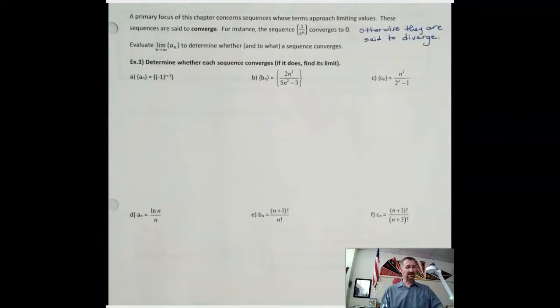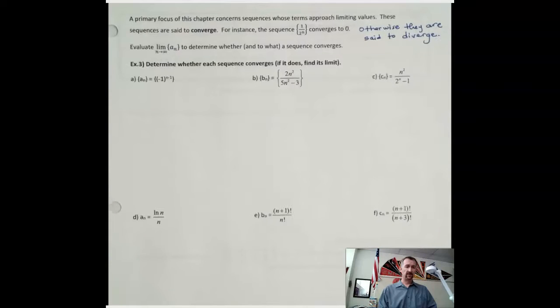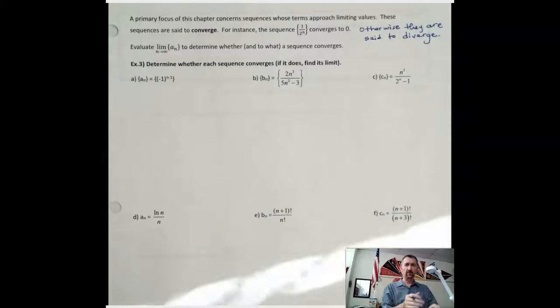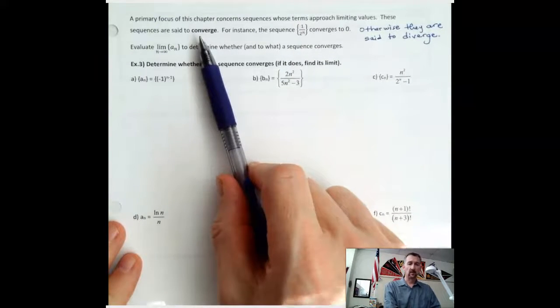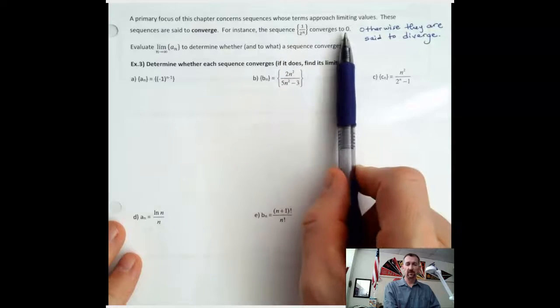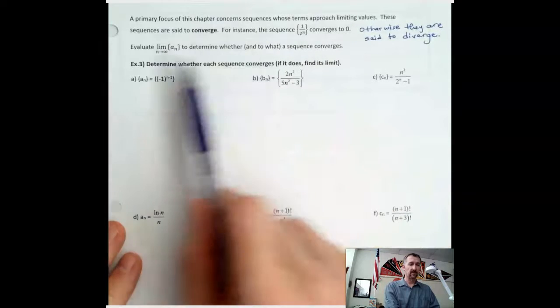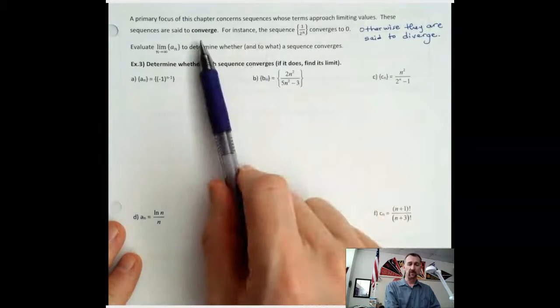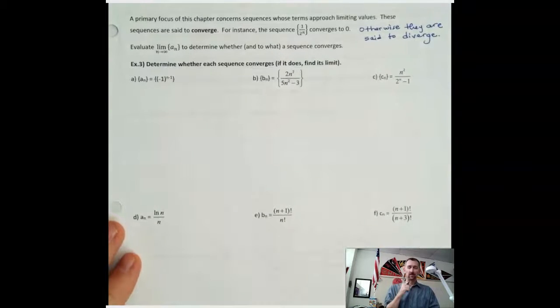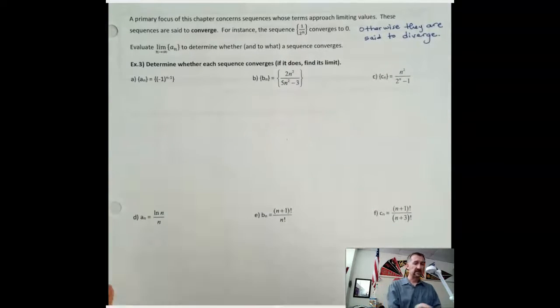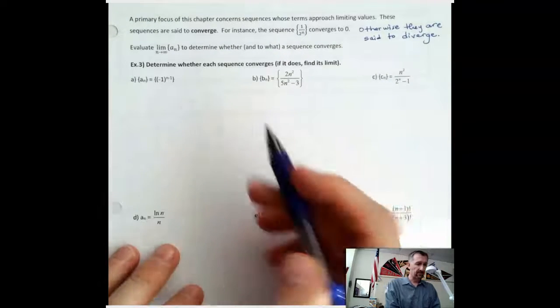Alright, so we're going to be spending a lot of time on deciding whether things converge or diverge in this chapter. Basically, if the terms approach a certain value, then they're said to converge. For example, this approaches 0 as n approaches infinity. If they don't approach a specific number, then they're said to diverge. Okay? So, it says evaluate the limit of that.